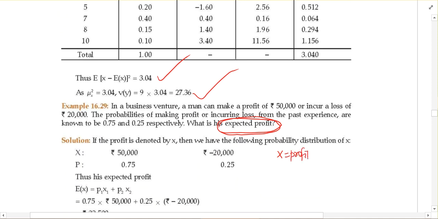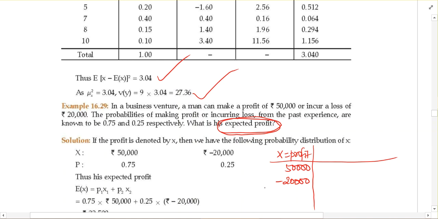What are the different values of profit? Many students will say, sir, there is only one case of profit, that is 50,000. No, because you are studying mathematics right now here, so you have to consider everything. You have to think in all directions, and a loss of 20,000 is a profit of minus 20,000. Okay, so these are the two possible values of profit.